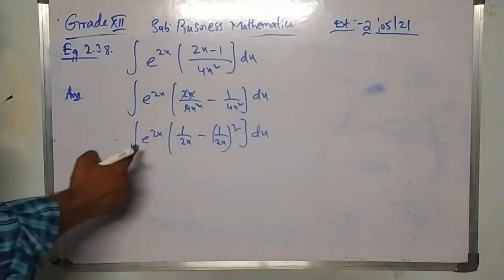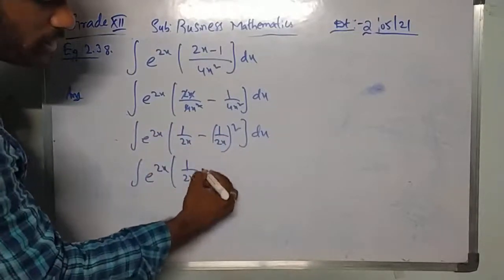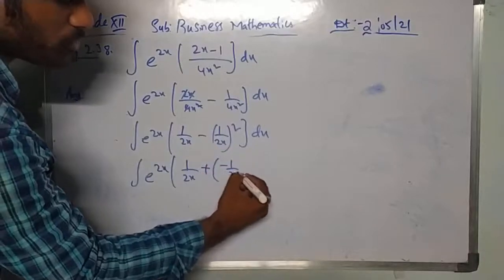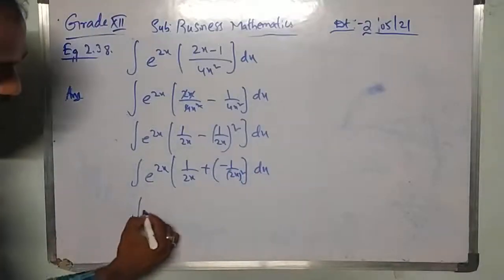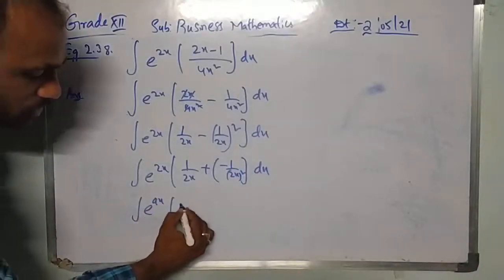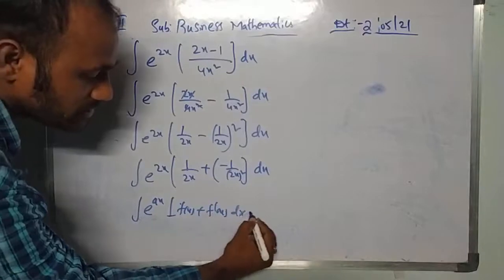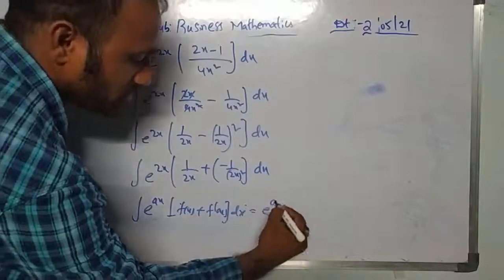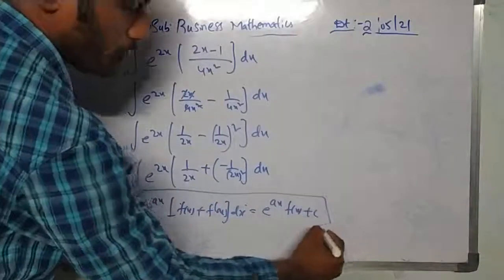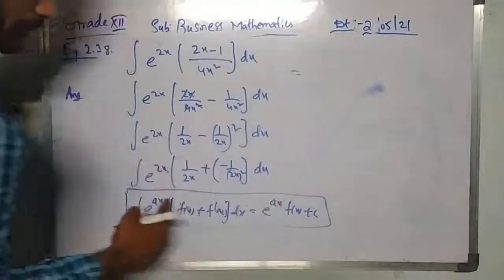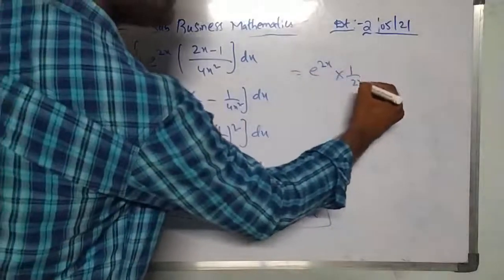Okay. Now it is in the format of, see, we can write like this: integral e power 2x into (1 by 2x plus minus 1 by 2x whole square) dx. It is in the form of e power ax into (f of x plus f dash of x) dx. This can be written as e power of ax into f of x plus c. This formula we are going to use in the question. That is, e power of ax means e power of 2x, into f of x means 1 by 2x, plus c.